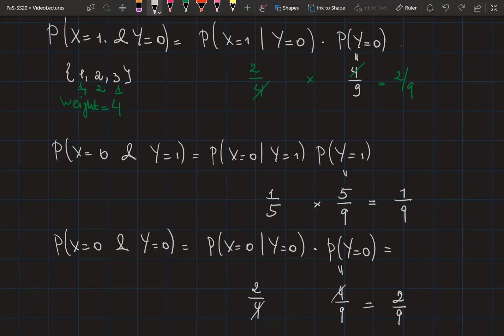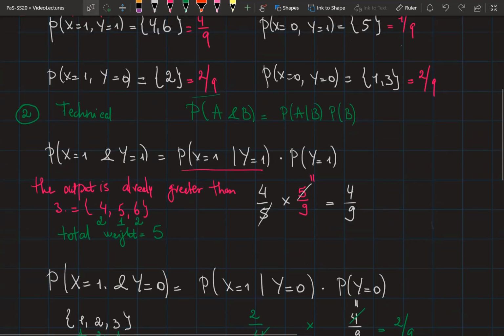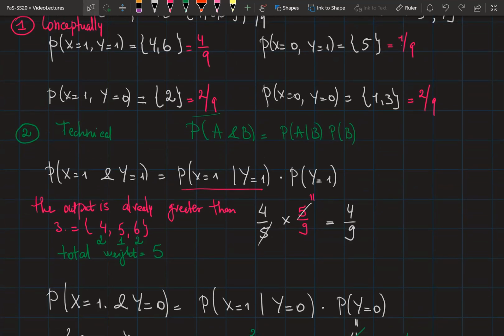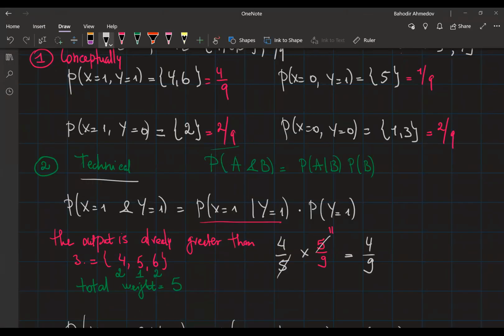So basically, you can see that we can solve this problem in two ways, the conceptual way or the technical way. Sometimes when the description of the problem is not so clear and you don't know how to solve it, maybe it's better for you to use the technical way rather than the conceptual way.